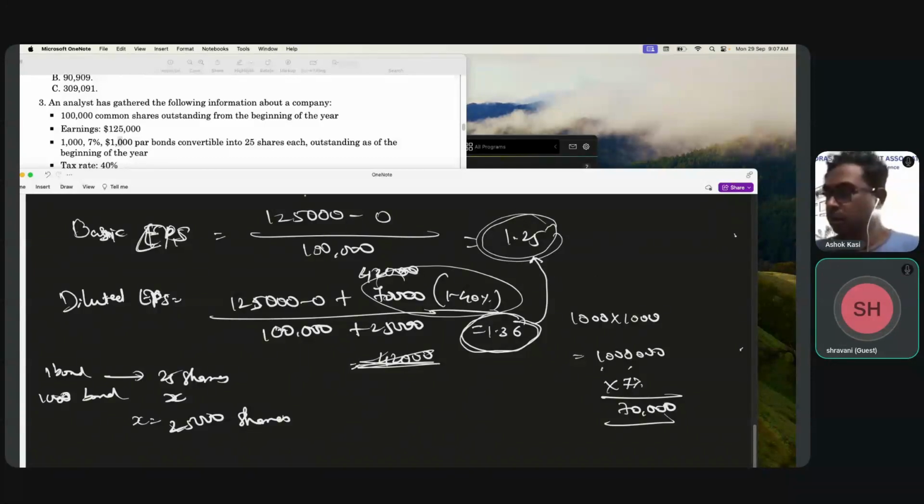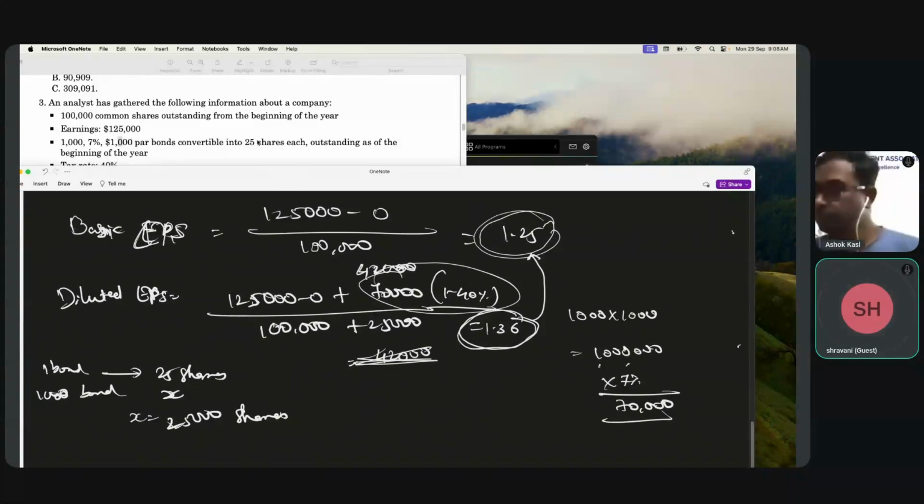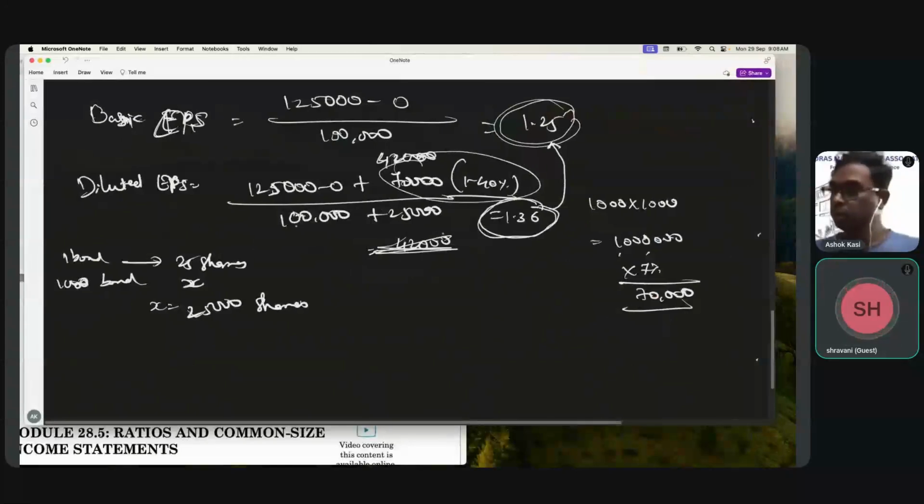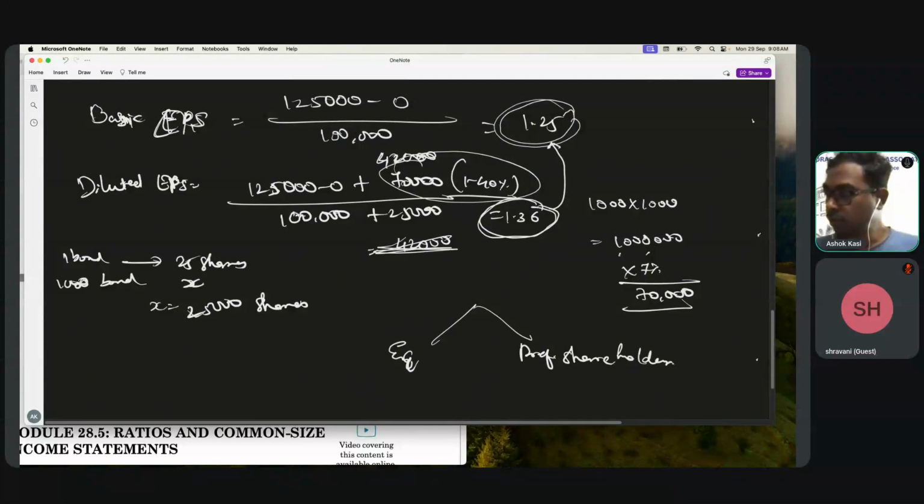Now this is the diluted EPS. So these shares, one is equity shares, another one is preference shares. Sorry, this is not shares, this is bond. Okay, so convertible bond now, but same logic. Convertible bond means it is up to you whether to convert or not to convert. Okay, you are the bondholders. So the logic is same, equity and bondholders.